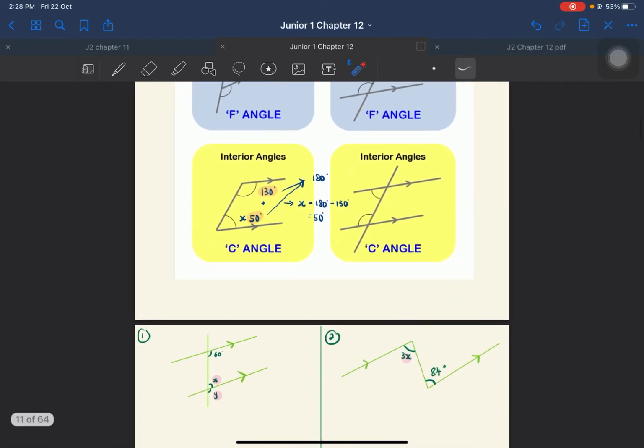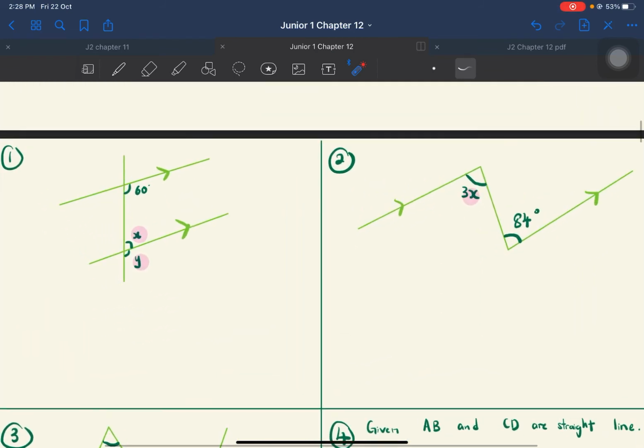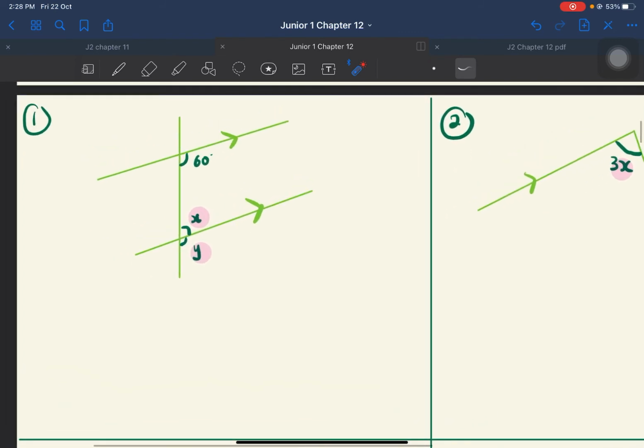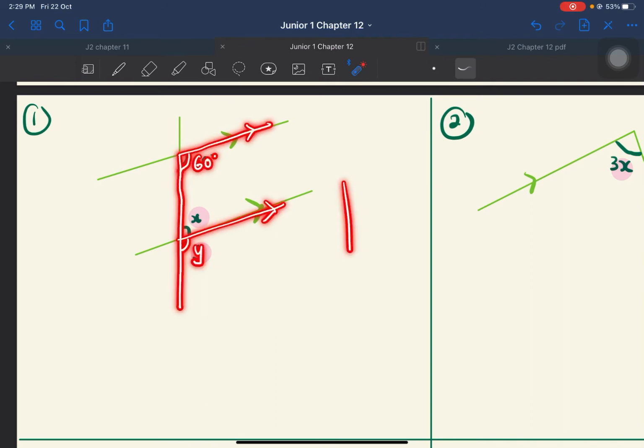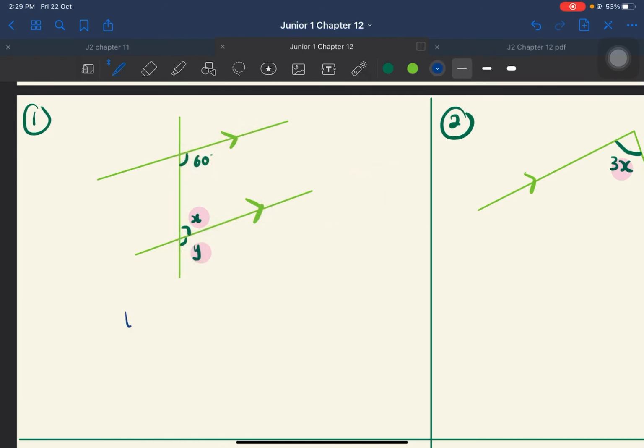Okay, and now we shall try some questions together. First of all, question 1. We have to identify x and y values. Based on here, these are parallel lines with a transversal. You can identify your y. Can you see the F angle? So your y will be equal to 60 degrees. And then for your x, you can use supplementary angle. If your y is 60, your x will be 120.